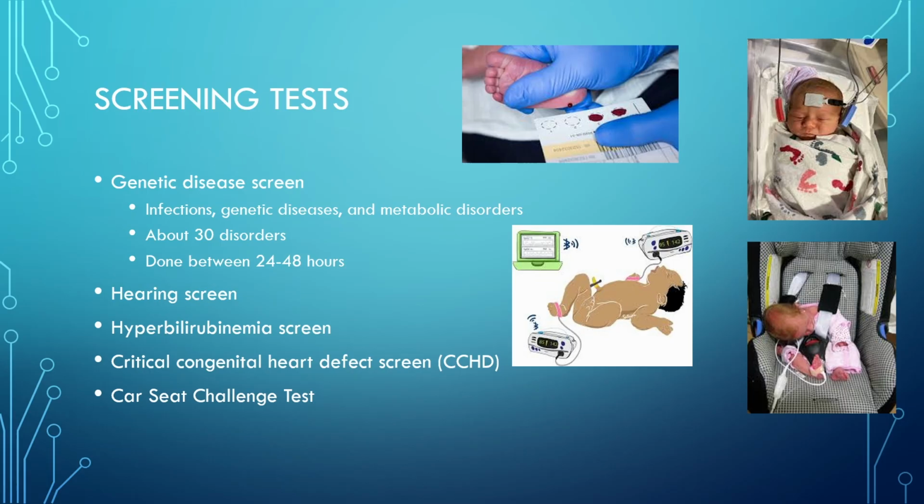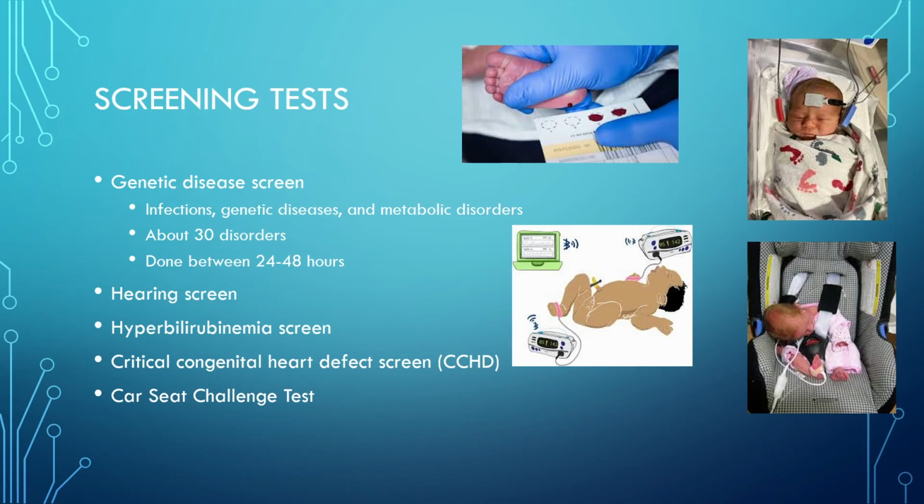You fill these, it's usually 5 different little circles on a piece of paper, and you send it into the state. Each state tests for different things. But it's about 30 different disorders that it's looking for. It's looking for genetic diseases, metabolic disorders, even some infections. And this is done between 24 to 48 hours of life.